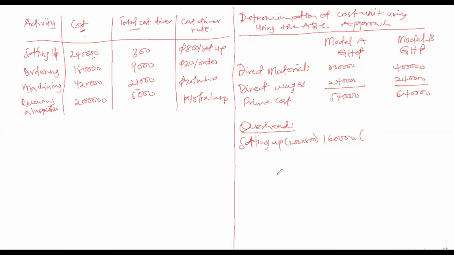800, which will give us 80,000. So 100 by 800 to give us 80,000. That is all for the activity-based costing. There is nothing difficult here. Very, very simple.